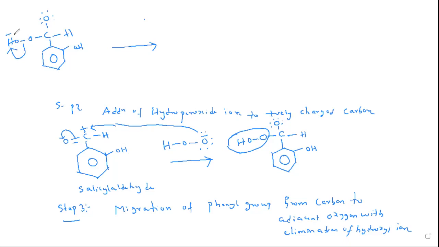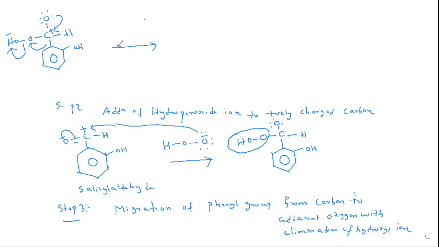It can leave the reaction with a negative charge. Then what happens is this phenyl group from the carbon atom migrates towards oxygen. When the phenyl group migrates from carbon to the adjacent oxygen, this carbon will get a positive charge. To stabilize this positive charge, oxygen already has 3 lone pairs of electrons. I will transfer 1 lone pair of electrons to this particular carbon. Therefore, carbon will form a double bond with oxygen.